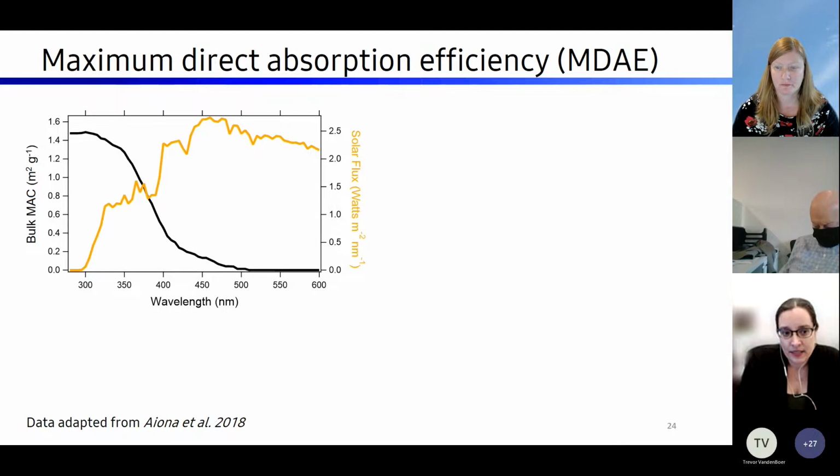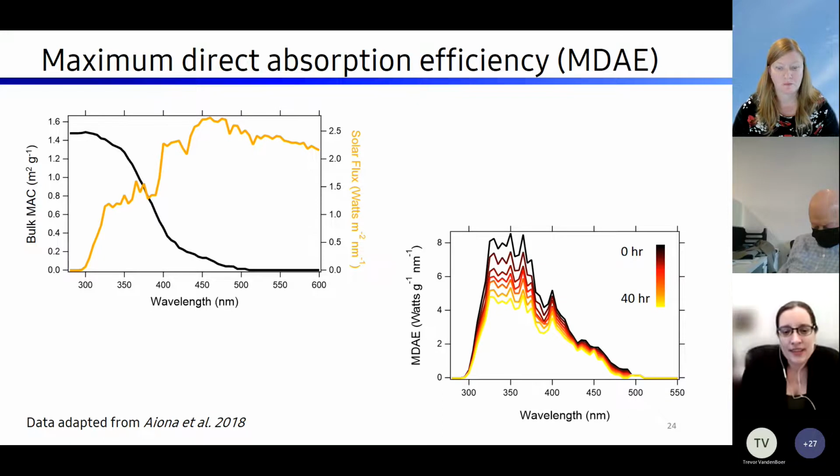For this, I'm taking the absorption that we have for the brown carbon. In this case, I'm plotting it as the bulk mass absorption cross-section. And then I'm overlaying that with a solar flux, in this case plotting that in watts per meter squared per nanometer. And if we look at the intersection of these two, you can see that we have some overlap. This is a brown carbon, so there's actually quite a bit of overlap. We can plot this as the MDAE in watts per gram per nanometer.